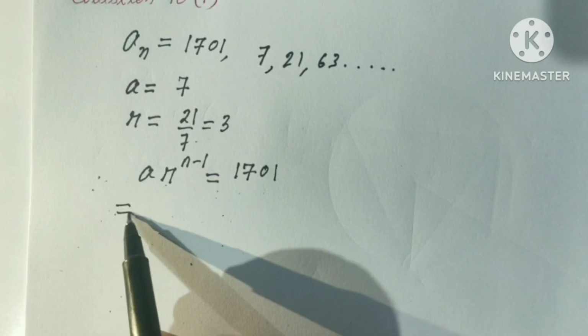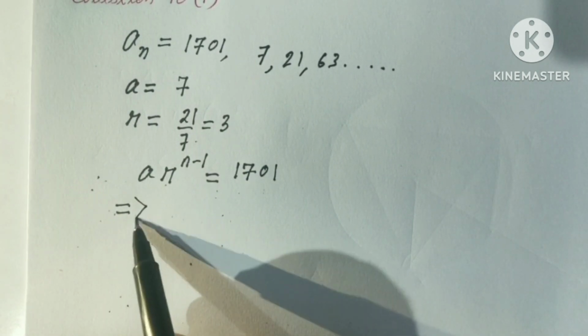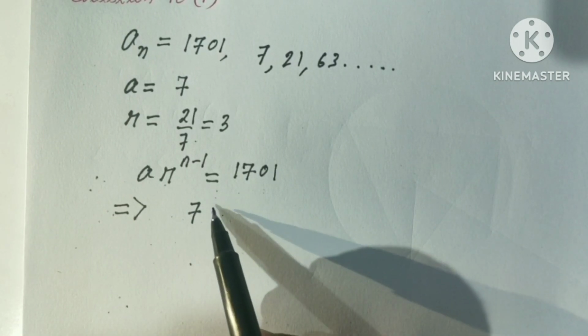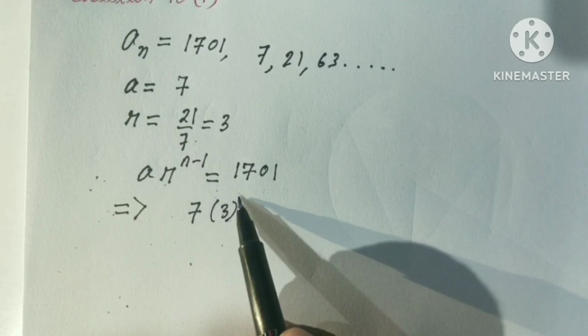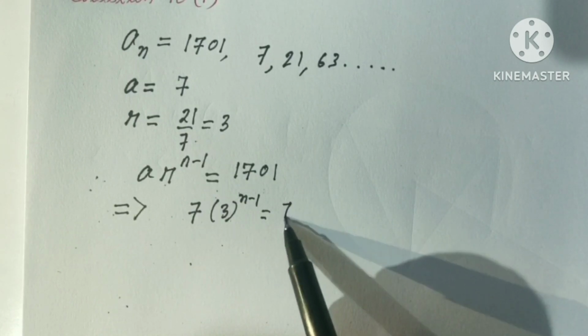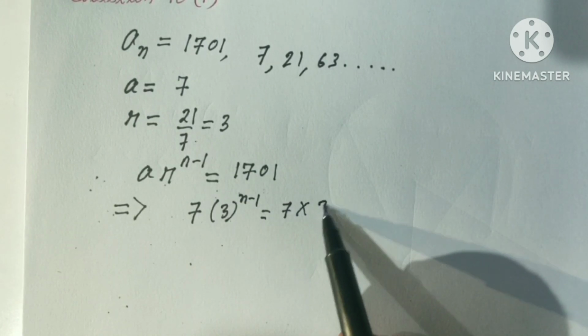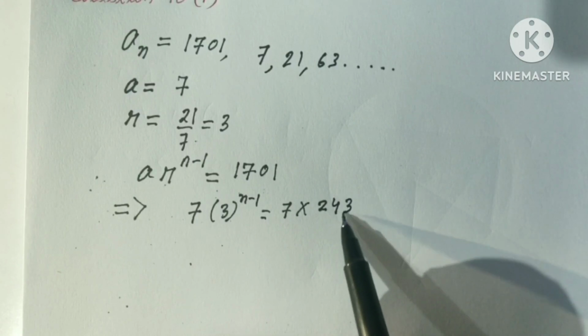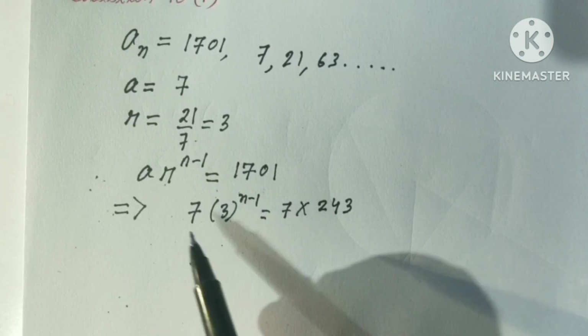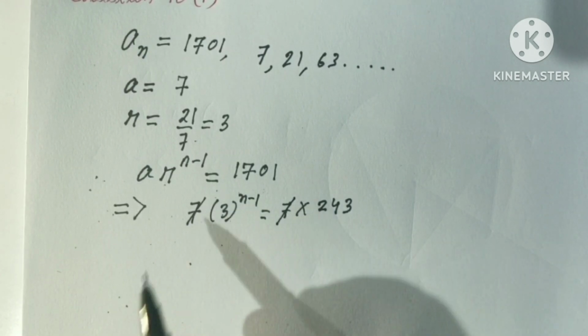Therefore, A is 7, R is 3, is equal to 7 into 243 is 1701. Art of calculation. Cancel this.